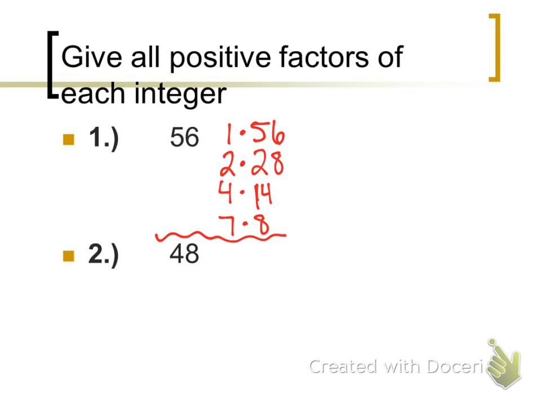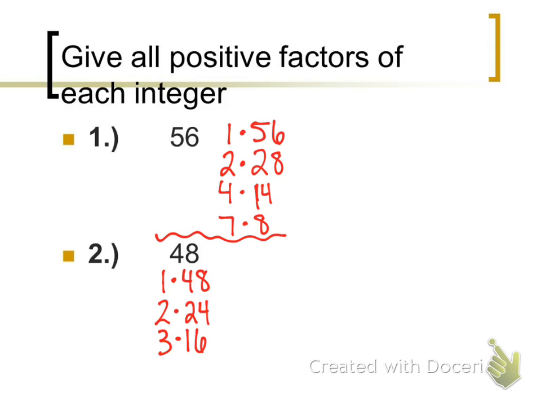So for 48, I'm going to start with 1 times 48. Next, I move on to 2. Does it work? Yep, 2 times 24. Is 3 going to work? What's 4 plus 8? 12. Is 12 divisible by 3? It sure is, so 3 makes it onto the list. 3 times 16.